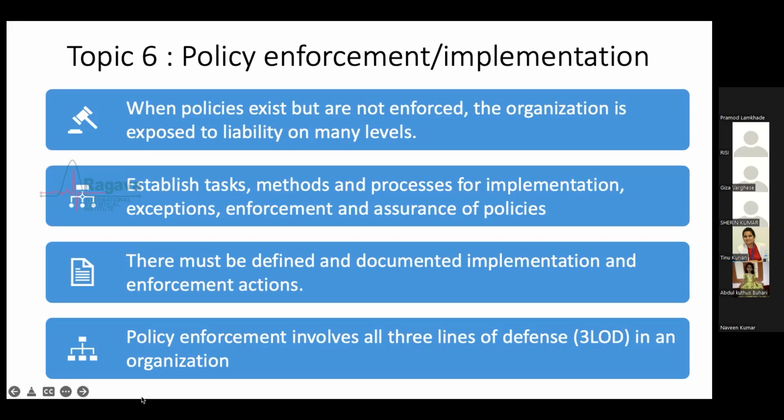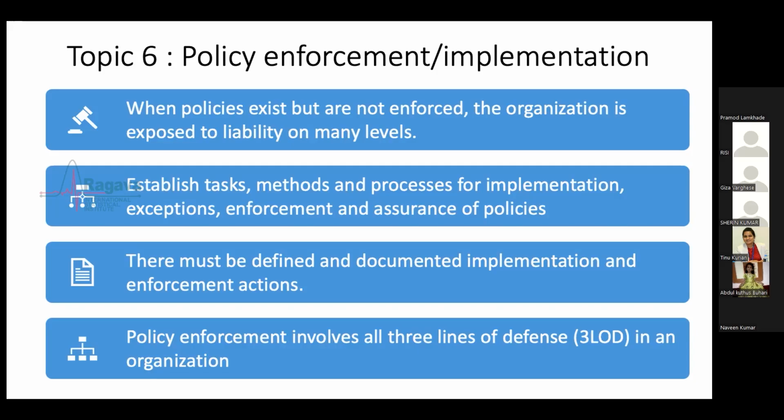You have to establish tasks, methods, and processes for implementation of policies, exceptions, enforcement, and assurance of policies. Assurance monitoring is another important element to be considered when you implement a policy management structure and policy management process. There must be a defined and documented implementation plan and enforcement actions.